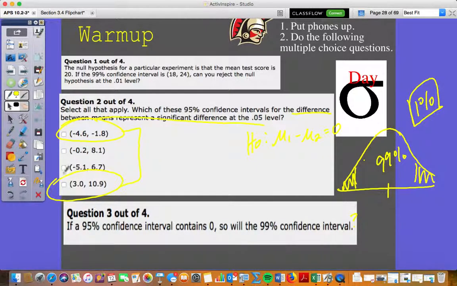Good, Chloe. And would the second and third be statistically significant or not? Not, because it contains 0. Y'all follow me on this? Okay? Y'all tracking? No. Lindsay.